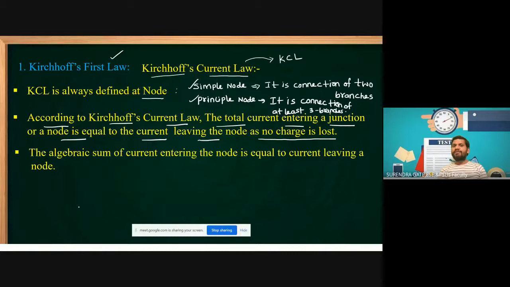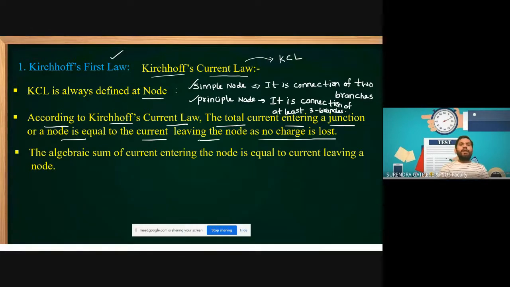Very important, students. KCL says the current entering a node is equal to the current leaving the node, or the sum of the currents entering the node is equal to the sum of the currents leaving the node. But the condition is there is no charge loss. Charge is not lost, so entering charge equals leaving charge. It states the law of conservation of charge.